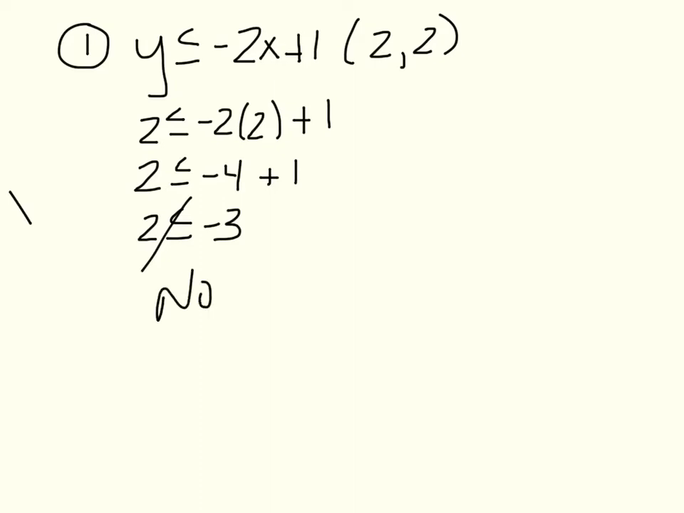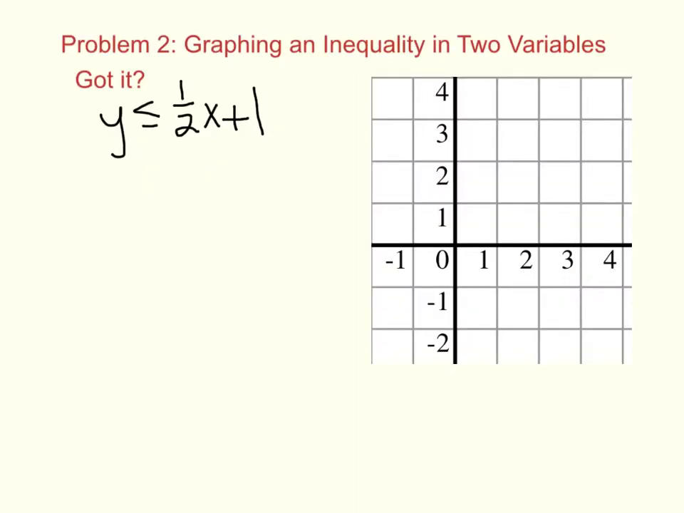So no, this is not a solution. In problem number 2, we're going to start graphing an inequality in 2 variables. Now I want you to look at the shaded box on page 264. On page 264 it says, the graph of a linear inequality in 2 variables consists of all of the points in the coordinate plane that represent solutions.